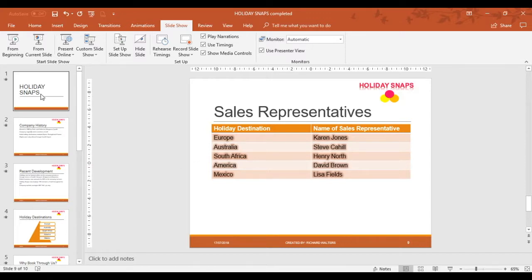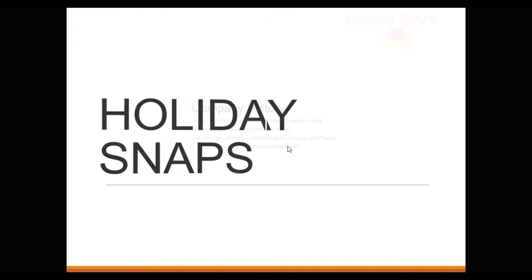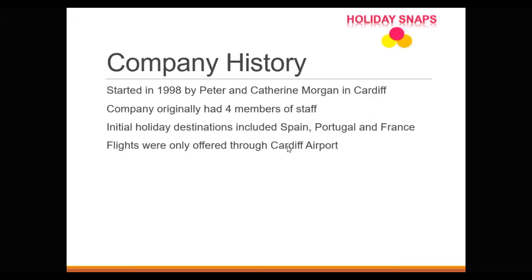Well, let's have a look. So we're going to play the slideshow from the beginning and see if the custom show is now available to us, or whether we've got to do something to set the custom show up. So from beginning, and we can see it goes to the first slide, which is called Holiday Snaps, the heading, and it starts going to the text slide. So even though we've now created this custom show, we can see in the slideshow itself, it's not available to us at present. So we've now got to set it to a custom show if we want to show that custom show to our audience.